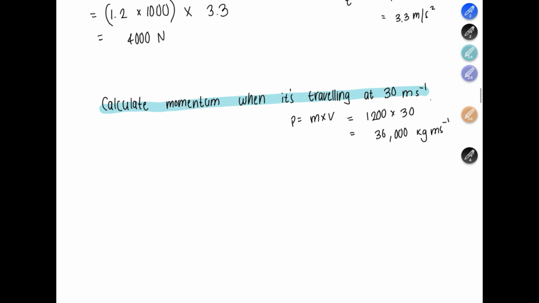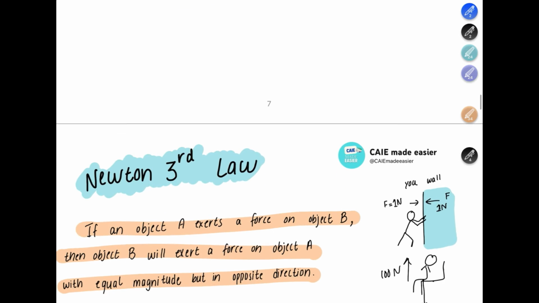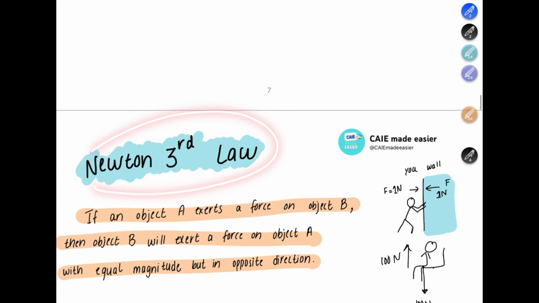You can also write this in scientific form: 3.6 multiplied by 10 power 4 kilogram meter per second. Make sure that your significant figures also match that of the question. We'll say this is 5.0, so all of them have two significant figures, and your answer should have two significant figures as well. Now let's move on to Newton's third law.